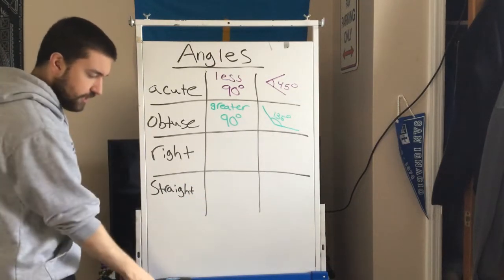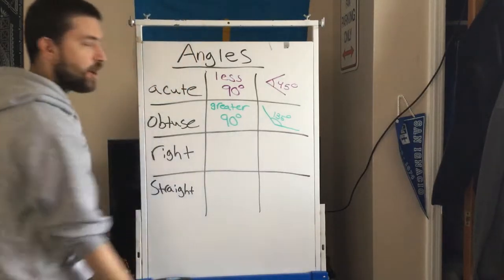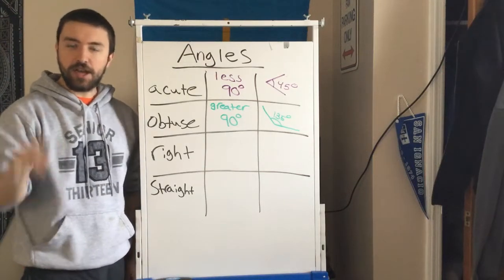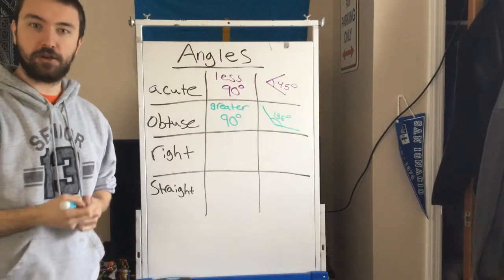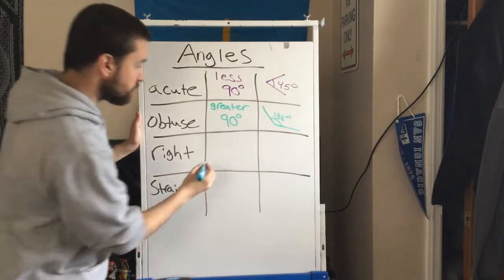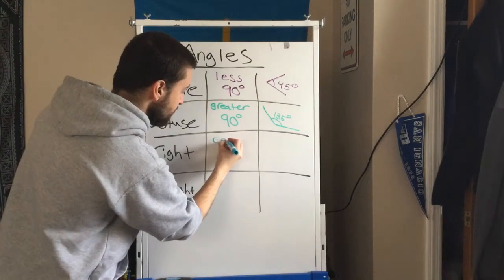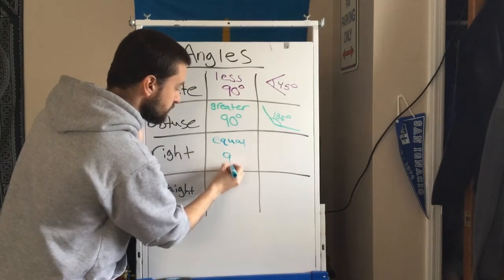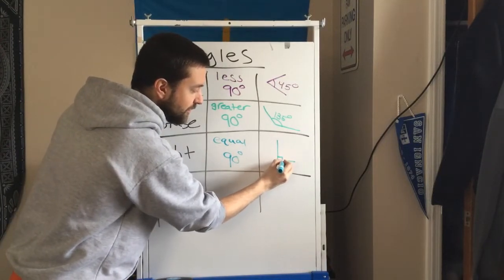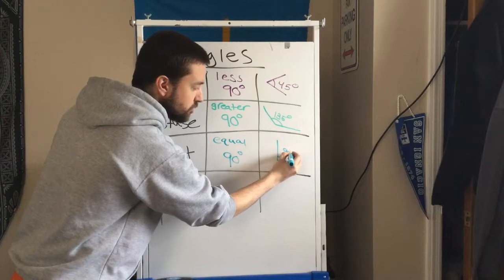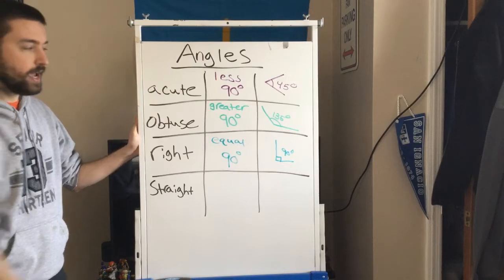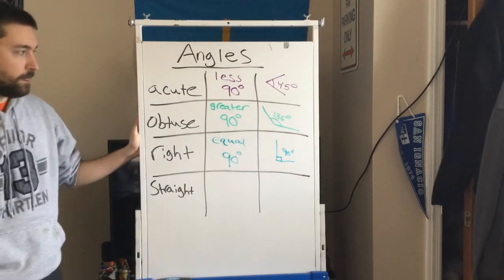Our next angle is a right angle. Now these angles are perfect corners. Remember, we had our right angle tool in class. We had that index card because the corners are perfect 90-degree angles. And we used it to help us determine if an angle was right, acute, or obtuse. These angles are equal to 90 degrees. These are perfect corners, and they're always labeled with this little square on the angle. That's how you know an angle is a right angle, because it's got this little square on it.